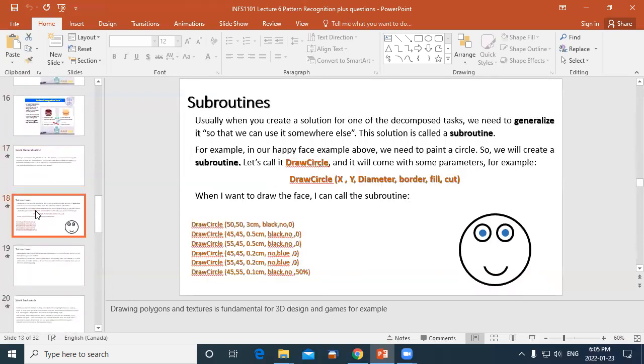We talked about that. Subroutine, the idea of a subroutine is that we have something that keeps recurring. Remember the diagram with the smiley face? It's made up of a lot of circles. So we could have one routine, one little program.